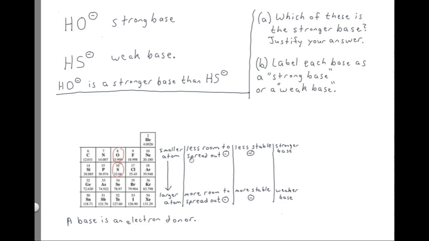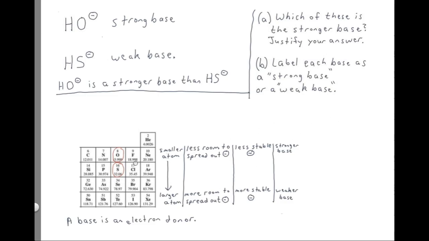donate electrons. On the other hand, the oxygen is the smaller atom. Therefore, it has less room to spread out its negative charge. The negative charge is concentrated over a smaller area. That makes the negative charge less stable when it's on the oxygen. And a less stable negative charge is more reactive. Less stable means more reactive. When the negative formal charge is less stable, that means it's more reactive, more eager to be donated, which makes the oxygen the stronger base.